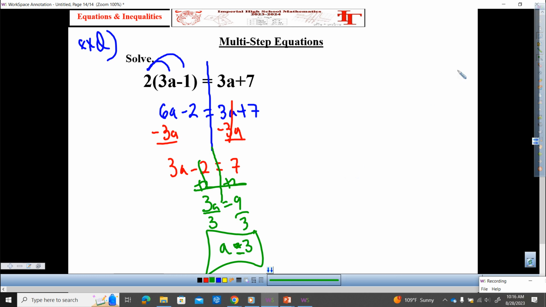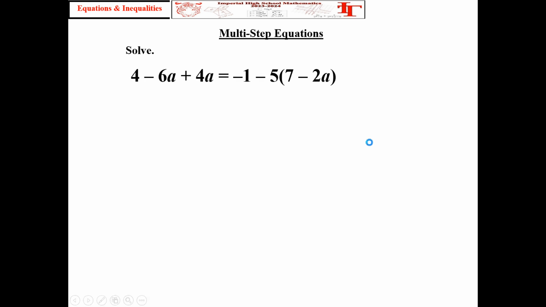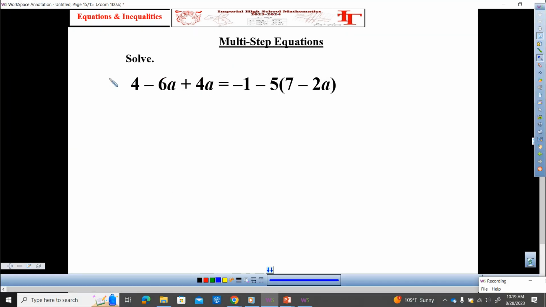All right, let's continue. Copy this one, example super Q. Example super Q. It's 4 minus 6a plus 4a equals negative 1 minus 5 parentheses 7 minus 2a, close parentheses. All right. Line down the equal sign. Tell your neighbor which side are you going to start with, the left side or the right side? All right, Kimberly, pass someone.